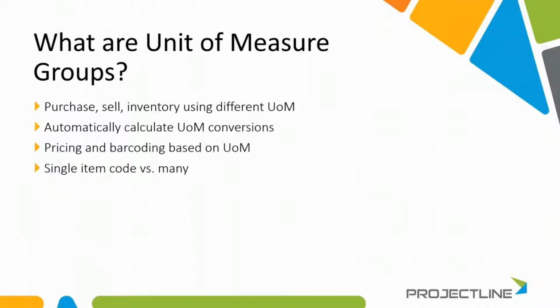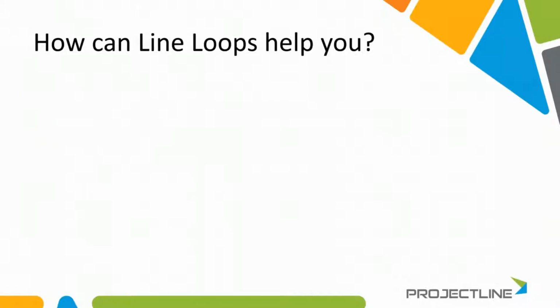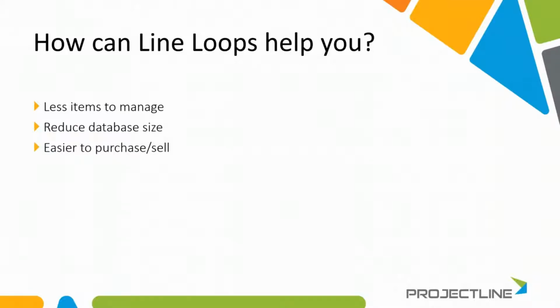And like I said earlier, now we just need to create a single item code versus having to manage many item codes. So, oops, wrong title there. That should say, how can unit of measure groups help you? Well, like I said, fewer items to manage, we can reduce the database size, and it's easier to purchase and sell.